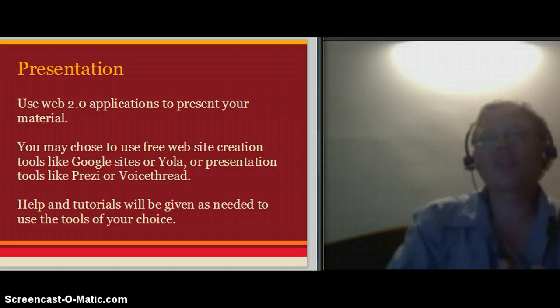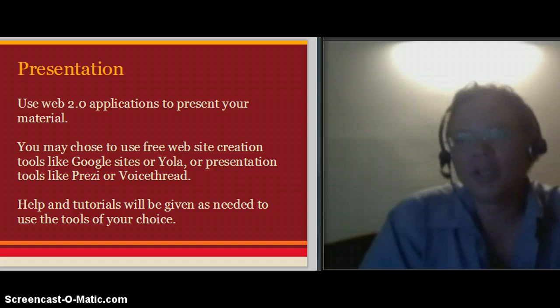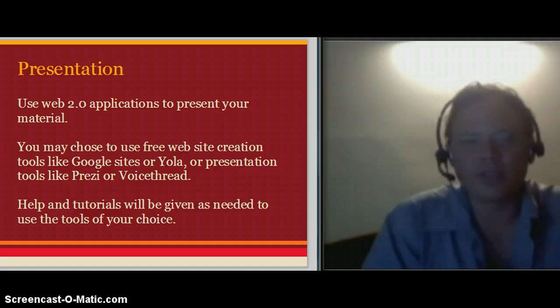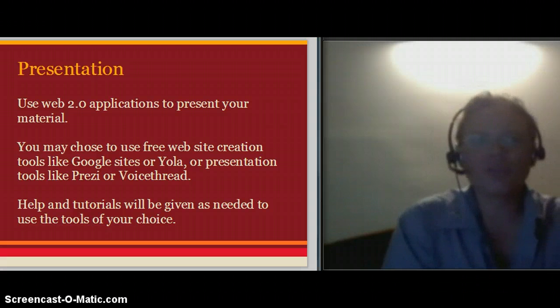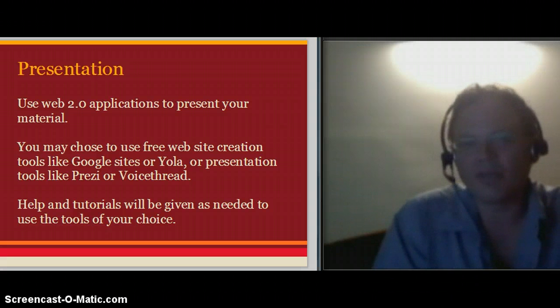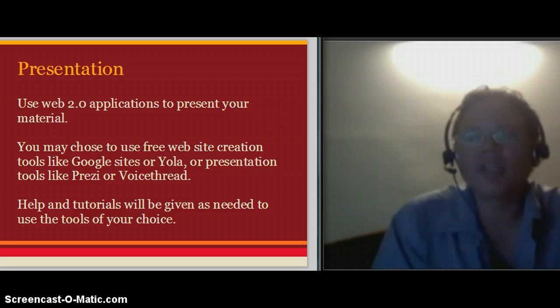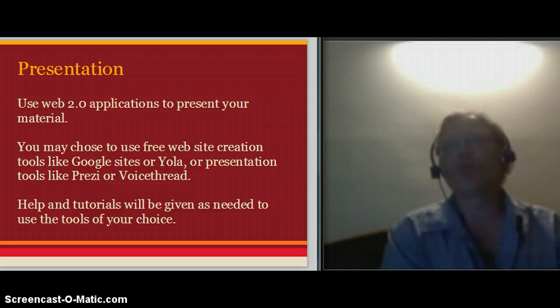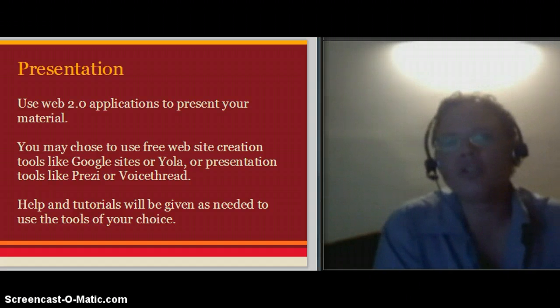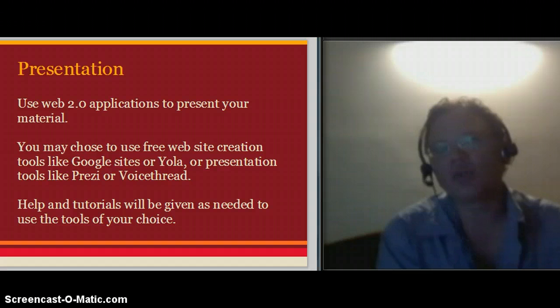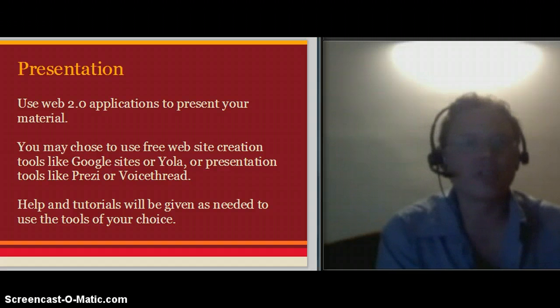But as far as presenting it, we're going to do something different. We've all used Web 2.0 applications thus far in school, and we're going to use them again. I know that you guys have used many different ones. I encourage you to use one that you haven't used before. But you can use anything you want. You can use a free website creation tool like Google Sites or Yola. Or you can use special presentation tools like Prezi or VoiceThread.